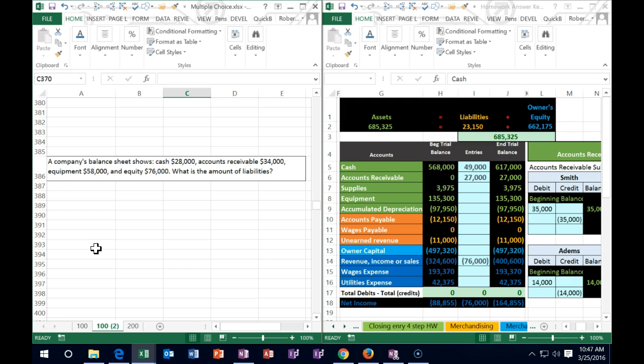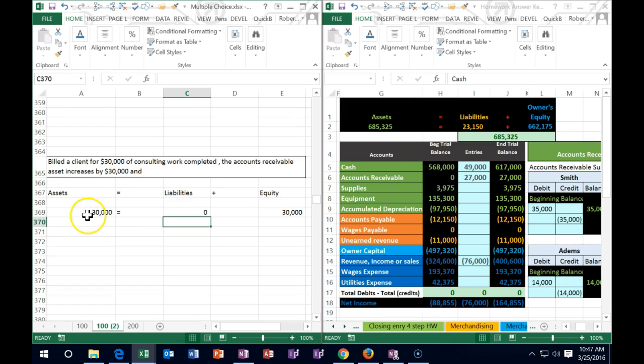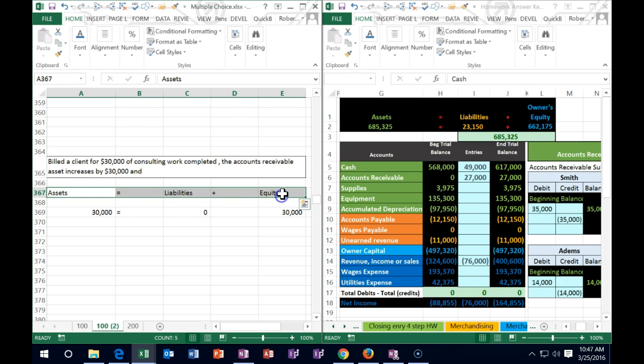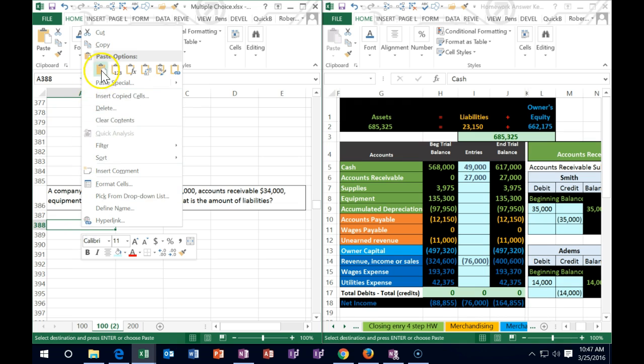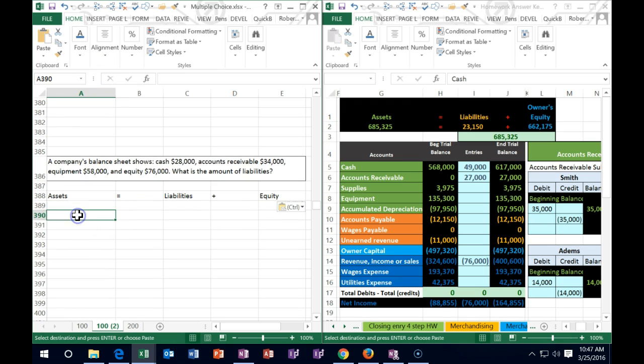Next one, a company balance sheet shows cash 28,000, accounts receivable 34,000, equipment 58,000, equity 76,000. What is the amount of liabilities? If these are all the other accounts and they gave us those accounts, then we should be able to figure out liabilities. So we're just going to take our accounting equation here. We'll have one missing factor, and whenever we only have one missing factor, we can find it. So we just need to plug these into our correct categories.